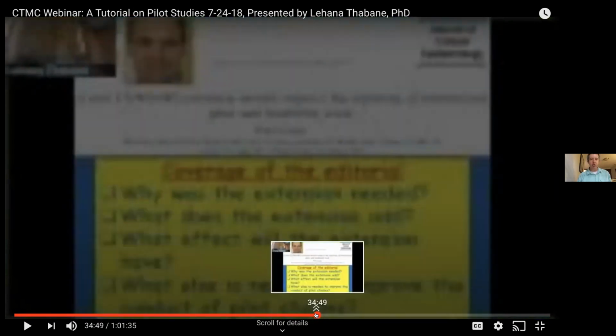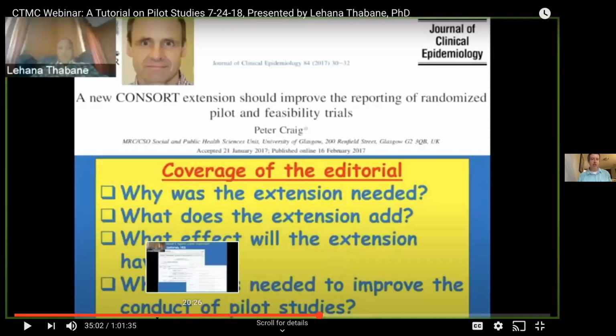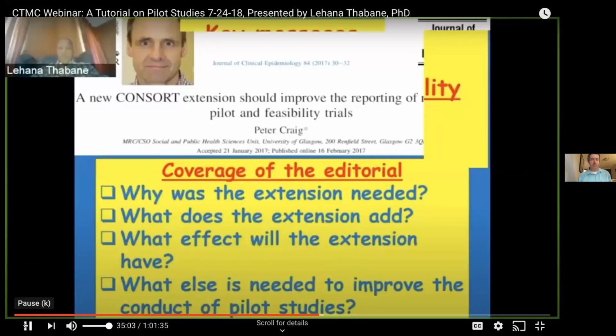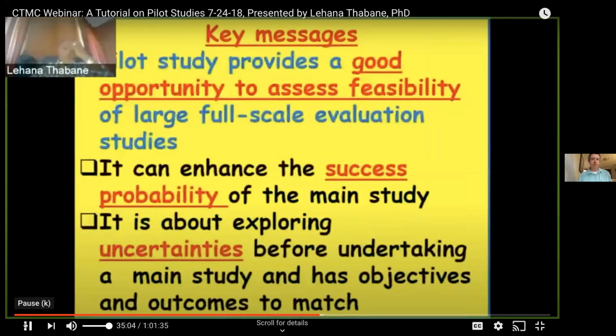And then this is the last block where we go through some of the key messages. So what's the key message? Really, doing piloting is essential because that's where we get an opportunity to assess feasibility. And this is really the best way of assessing whether we would be successful in doing the main study. And you're really trying to explore things that you're uncertain about before you embark on a larger scale.